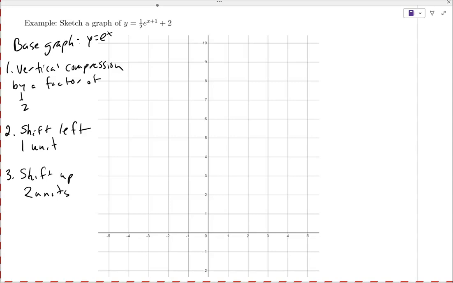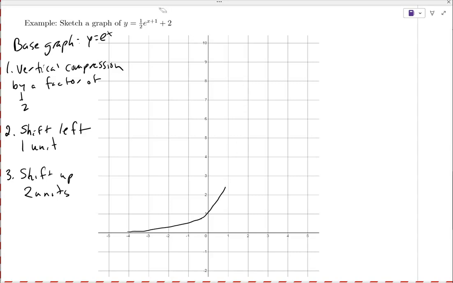So again, your basic shapes for exponential functions either go this way, or they go this way. They either go up and to the right or down and to the right, and they flatten out along the x-axis. Which one does e to the x do? Does it go up or does it go down? Up, right? Because the base is bigger than 1, so it has to go up. So your base graph is going to go this way and go up.